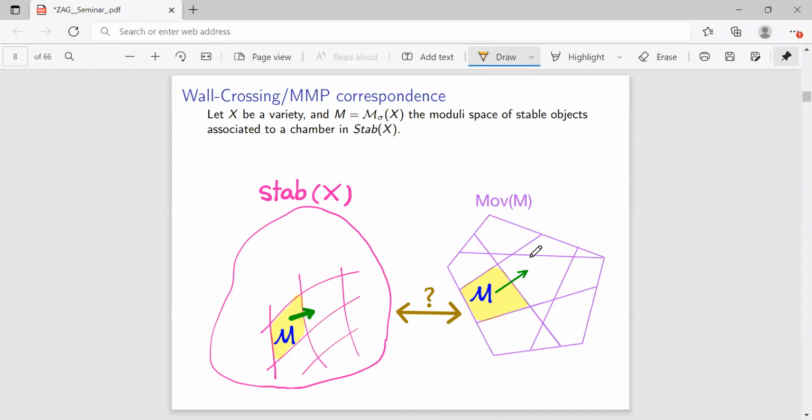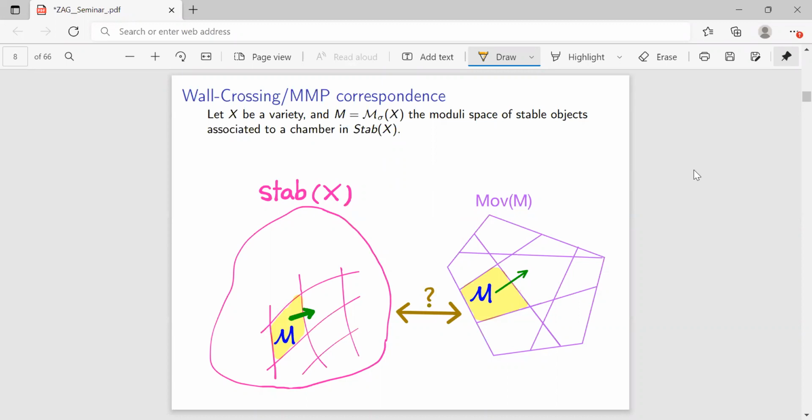And on the other hand, you can run the minimal model program for this M, and all these MMP steps and MMP operations happen in the movable cone of this M. Also you have a wall and chamber decomposition for the movable cone by rational geometry. In the stability space you change the stability condition, and here you change the movable divisors, and you go through this wall and chamber decomposition. Now the question is how can you relate these two decompositions for this moduli space M here?